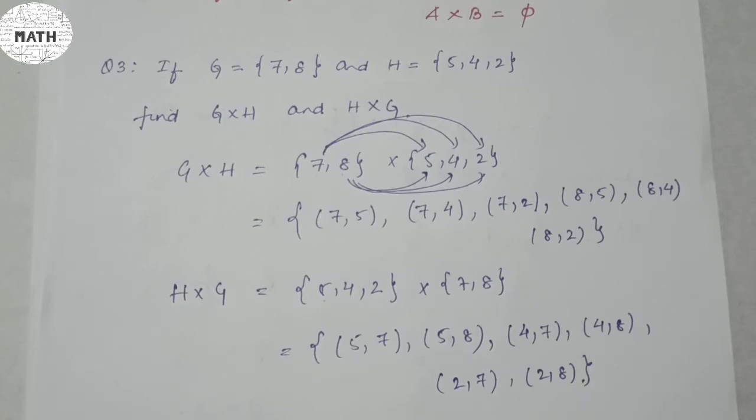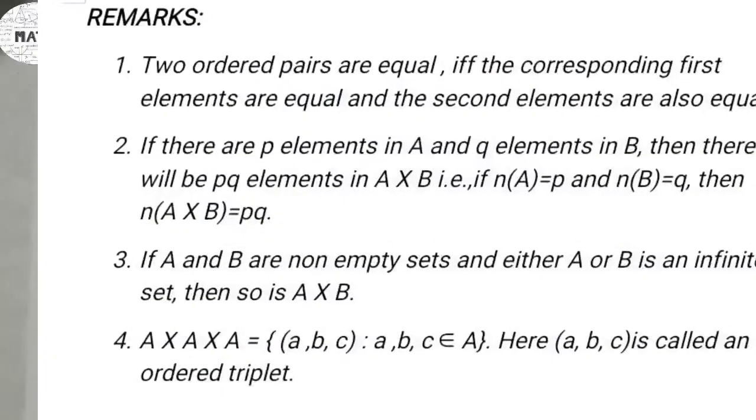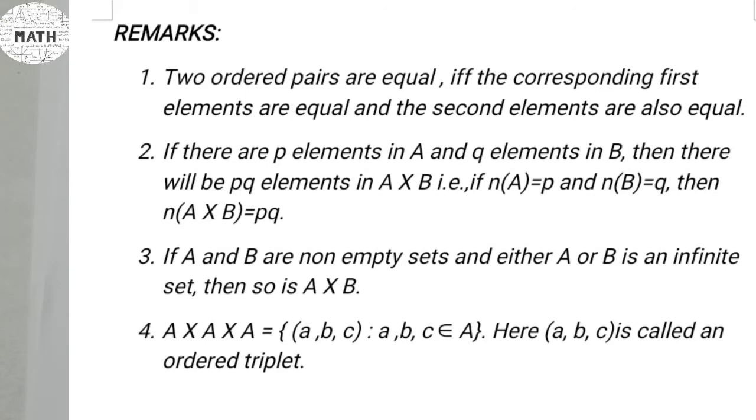Now, in the Cartesian product, there are a few small remarks. The first is that two ordered pairs are equal if and only if the first elements are equal and the second elements are also equal. That's all about the equality of two pairs. Next, if there are p elements in A and q elements in B, then there will be pq elements in A cross B, which we have done here also. And number 3: if A and B are non-empty sets and either A or B is an infinite set, then so is A cross B.